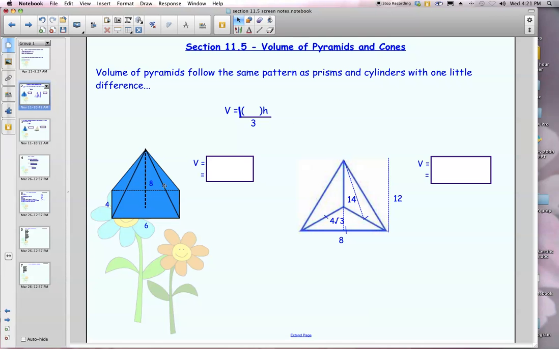Okay. So the area of the base is still what we put in the parentheses. In this case, we would take 4 times 6, which would give us the area of our base, and then we would take that times our height, and then we would multiply it by 1/3. Some people prefer to say multiply by 1/3, some people prefer to say divide by 3. It makes no difference. It's exactly the same thing. So 1/3 times 24 times 8 would be how we would get the volume of this pyramid, which would give us 64. And we're still talking volume, so we're still using cubed units.